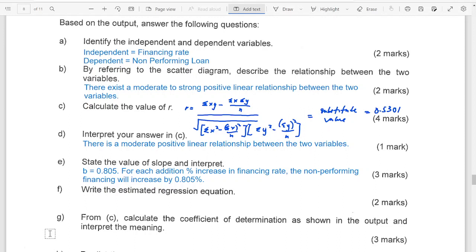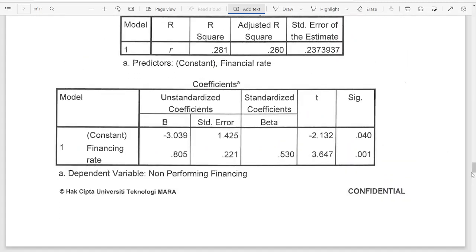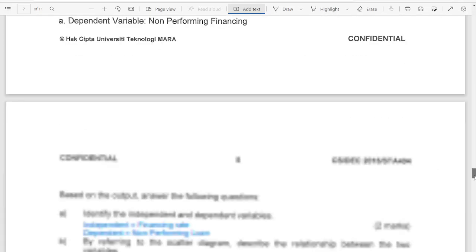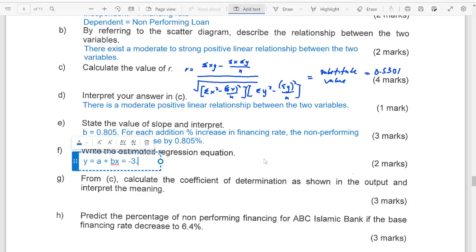Okay, and then write the estimated regression equation. So you can write the regression equation. So this is given by y equal to a plus bx. So in this case, you can write here in the form of what is the value of a. So the value of a is simply equal to negative 3.039. So negative 3.039 plus. Kenapa plus? Sebab B bersamaan dengan nilai positif 0.805 X. Okay.